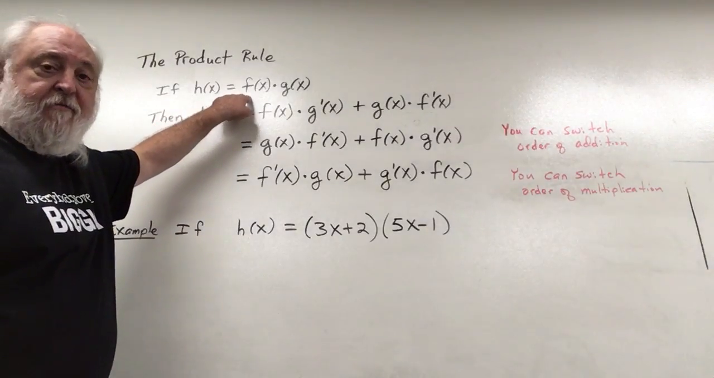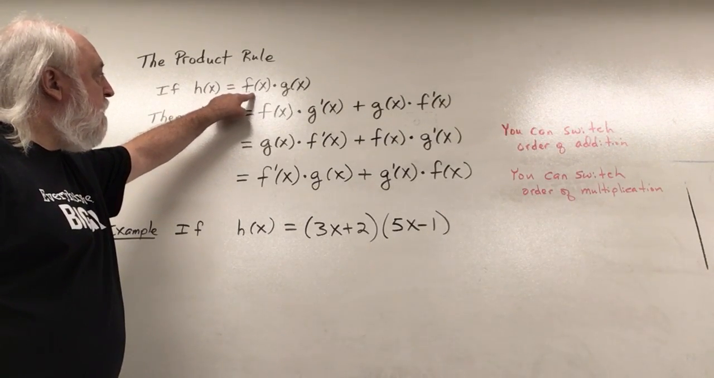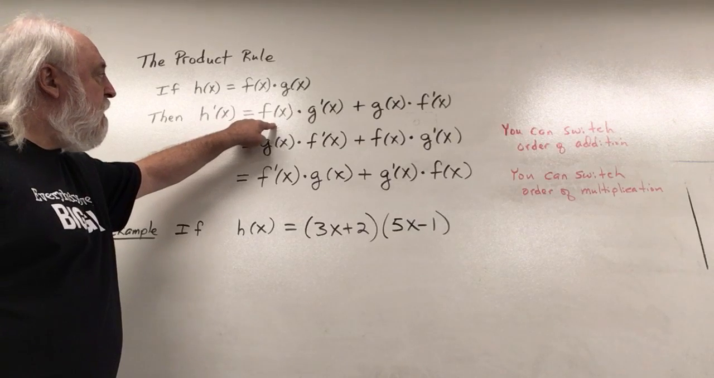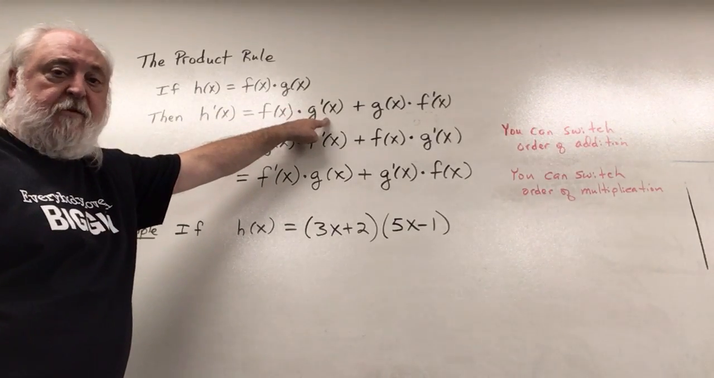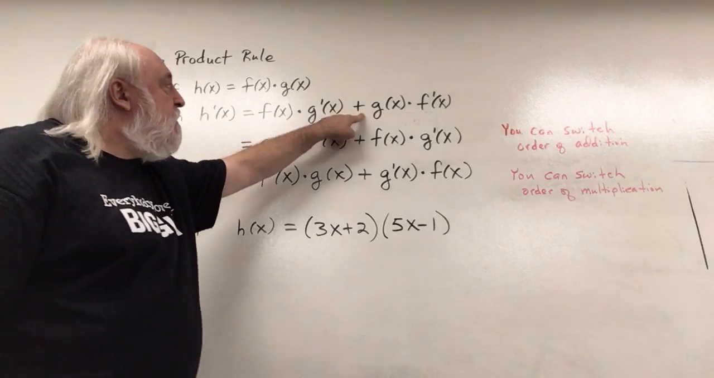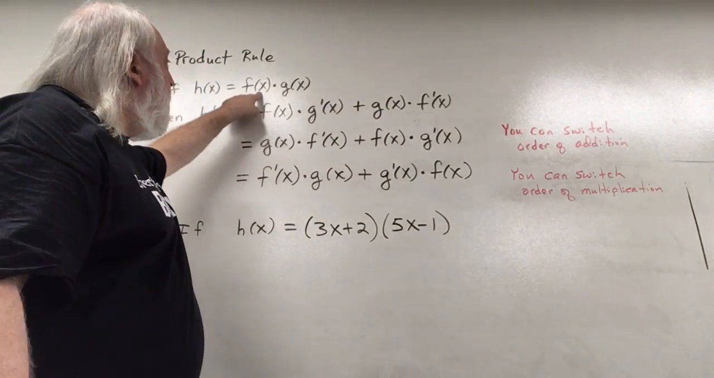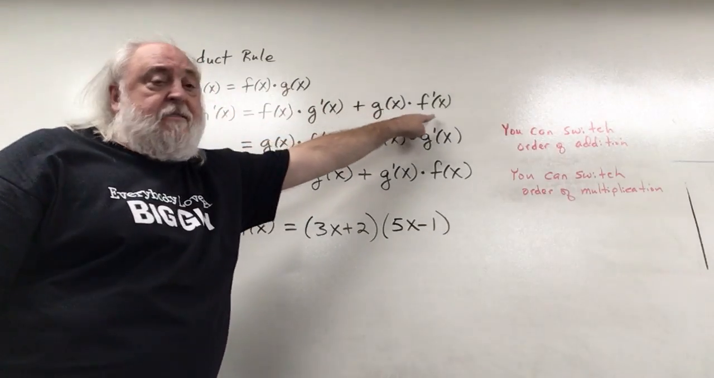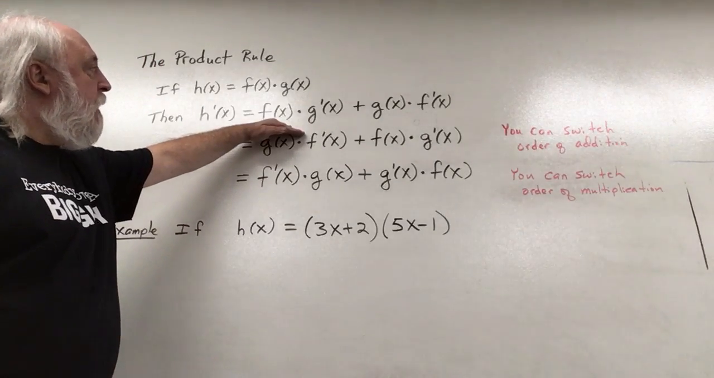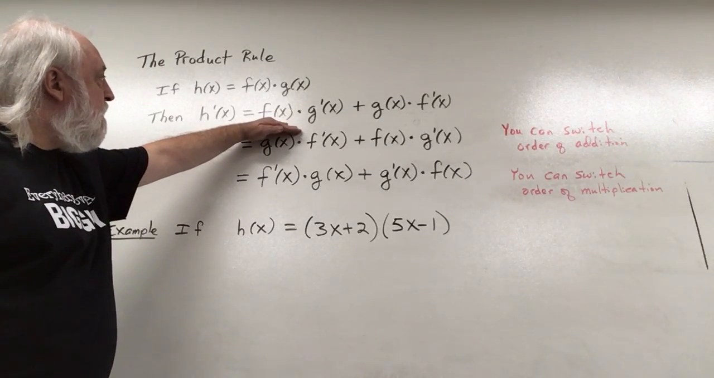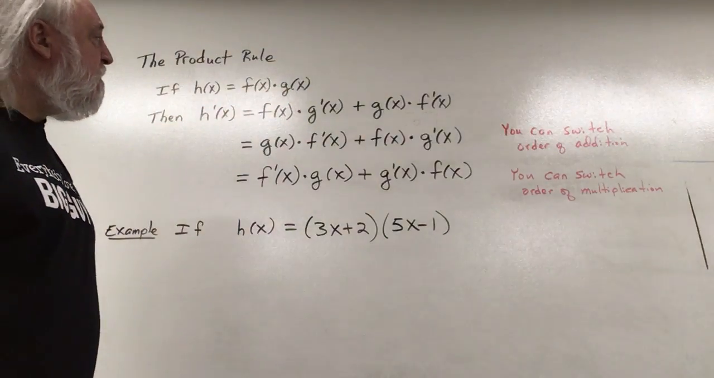One form of the derivative on the right-hand side can be written as the first function f of x times the derivative of the second function g of x, which is g prime of x. And then we add to that the second function g of x multiplied by the derivative of the first function f of x, denoted as f prime of x. So this is one representation of the derivative of f of x times g of x.